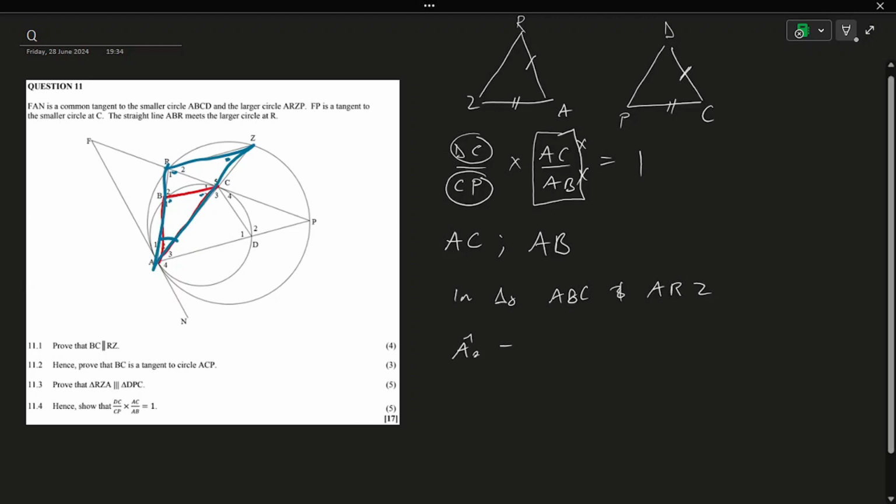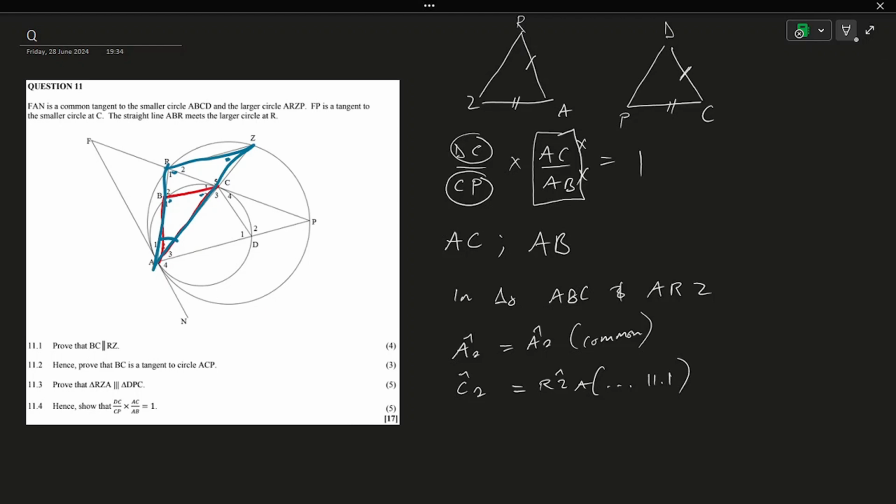ARZ, A2 is equal to A2 because it's a common angle. And let's just say C2 is equal to RZA. You don't need to write the reason again because we've already proved this. So you can just say ellipses 11.1. So this means that you have already proved this in 11.1. You don't need to always write the reasons. So C2 is equal to RZA.